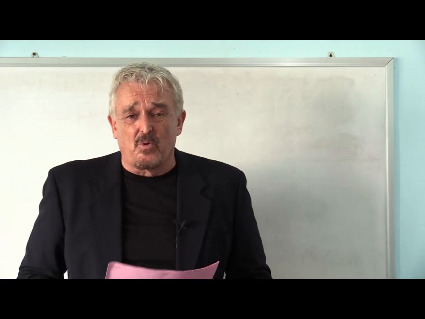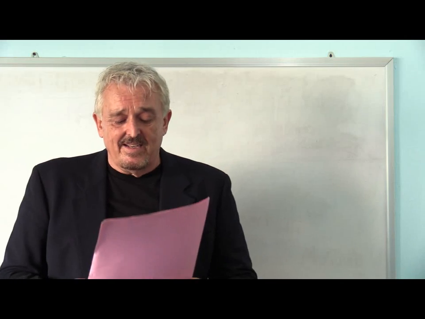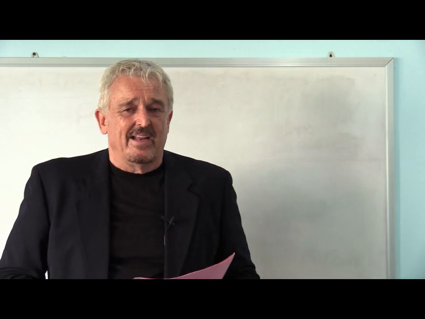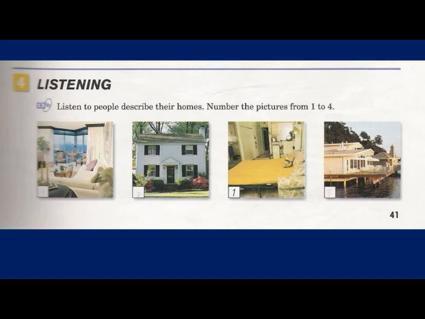We're still on page 41 and we're on listening skills. This is a very short, very easy lesson for you, but look, you see 4 pictures. There are 4 different places. What are they? Looks like some houses. 2 pictures of the outside of the house, and 2 pictures of the inside of the house.